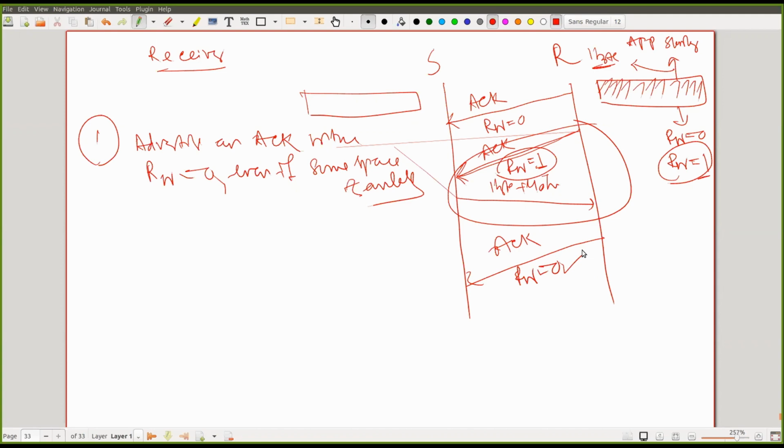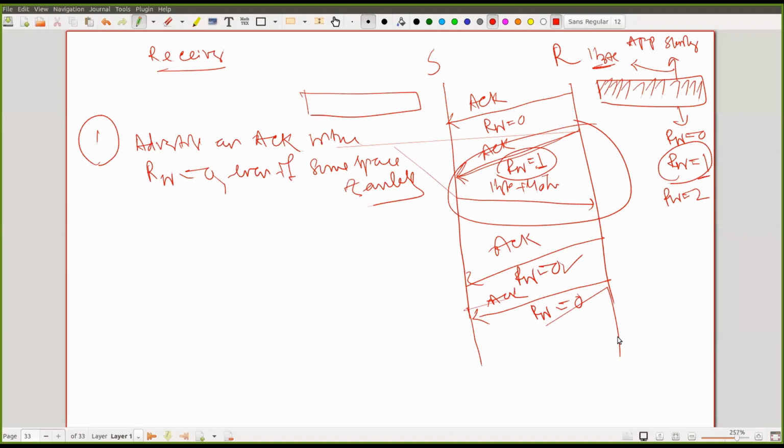Now another 1 byte is consumed and the receiver window becomes 2. Again, you advertise an ACK with a receiver window of 0. Not 1, not 2, you advertise the receiver window as 0. If you do this, the sender cannot send 1 or 2 bytes of data, so obviously my problem is solved. But now the question is, till when are we going to keep doing this? That is the next question I have to answer.